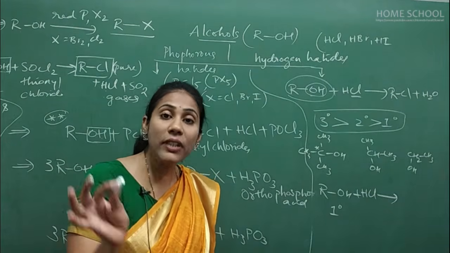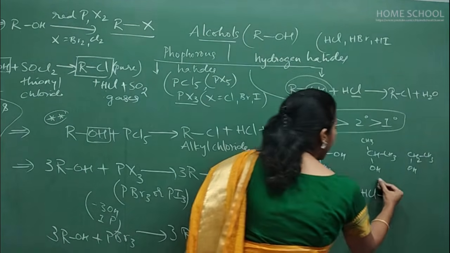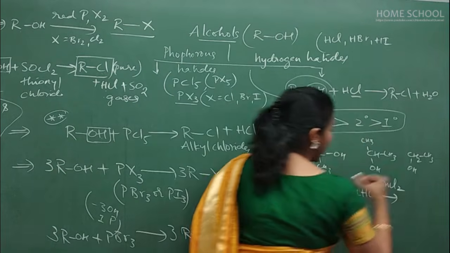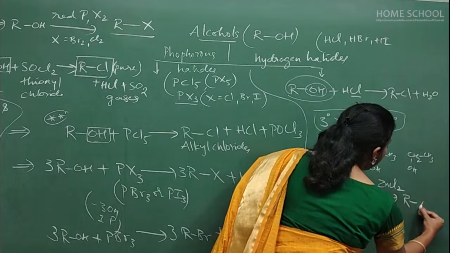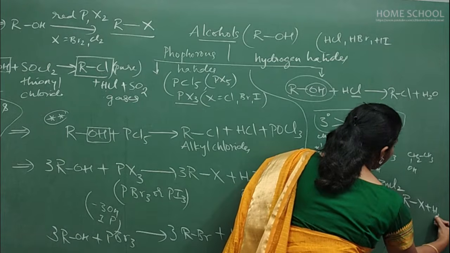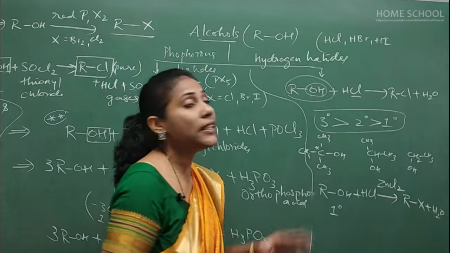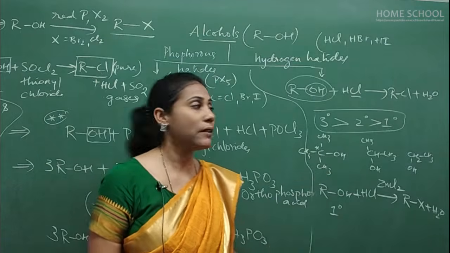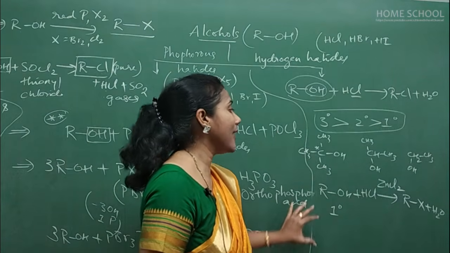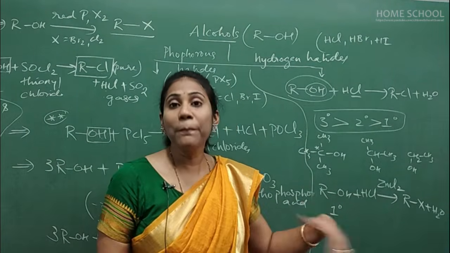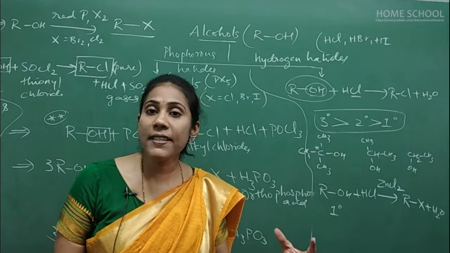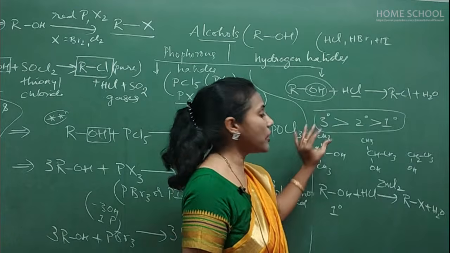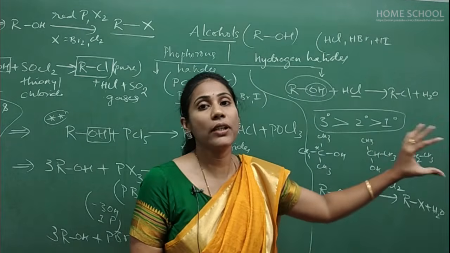So here you need a catalyst called anhydrous ZnCl2. Only in the presence of a catalyst can you get the product RX plus H2O. That is the major point you need to remember. The alcohol that you take has to be more reactive to get the product easily. So which alcohol is more reactive? It is always tertiary, more reactive than secondary, more reactive than primary.